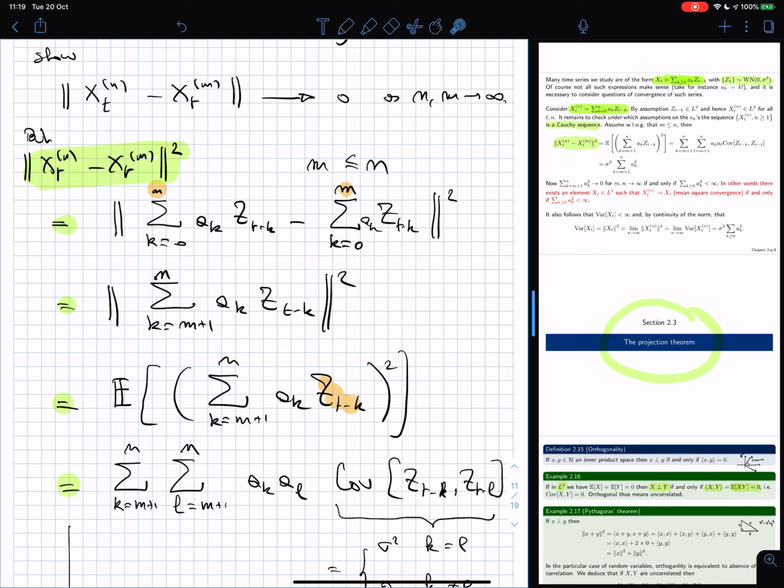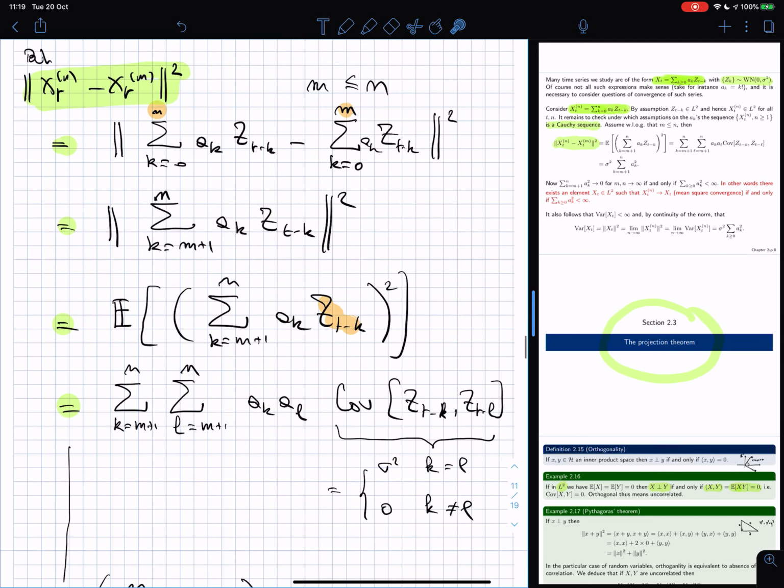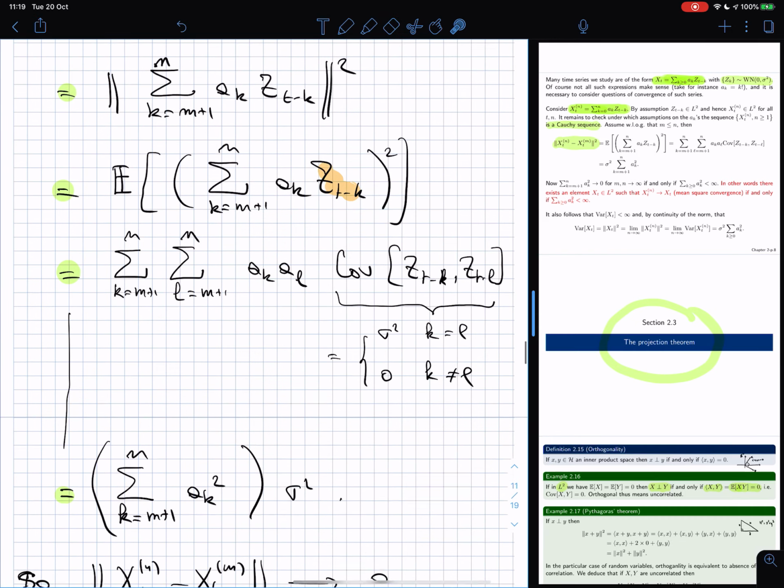And I'm left with what? Well, if m is less than n, I'm summing from 0 to m, and then from 0 to n, so I'm left with the terms from m plus 1 to n after this difference. This norm here is just the expectation of the square of the sum.